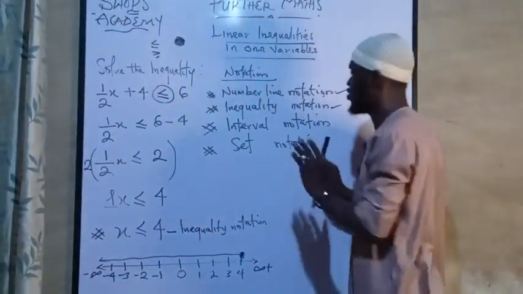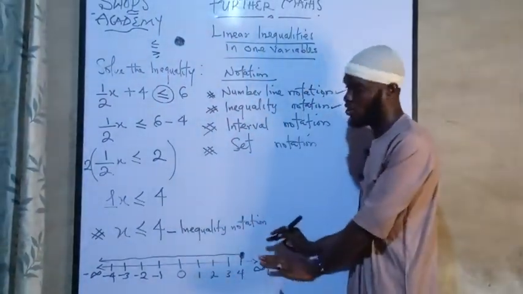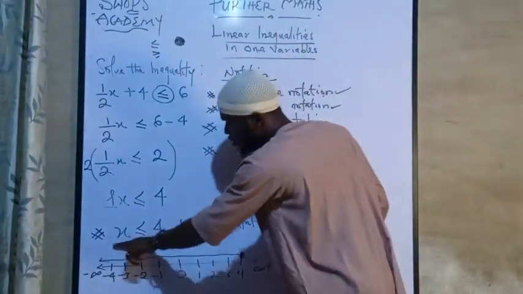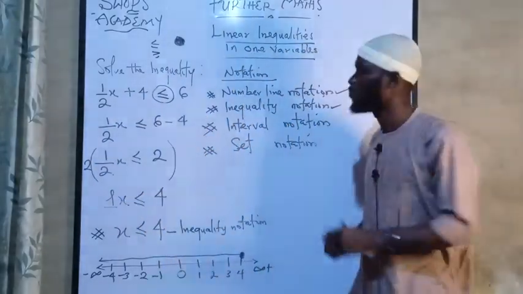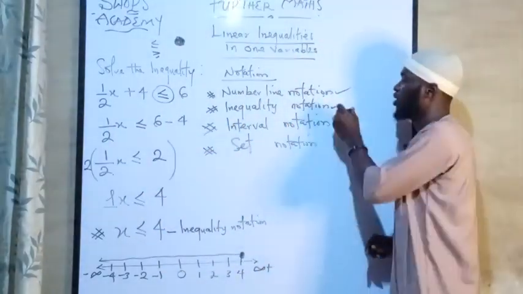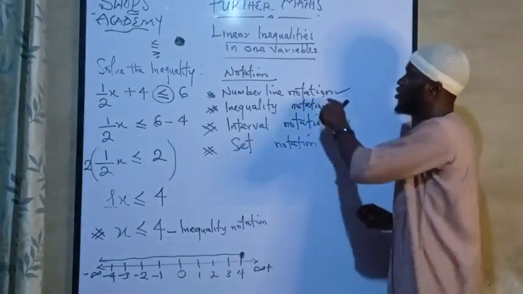The next thing you do is all about number line notation. This is the number line notation, as far as the answer is concerned for this particular inequality expression. Now, are we there? So, this is number line notation.